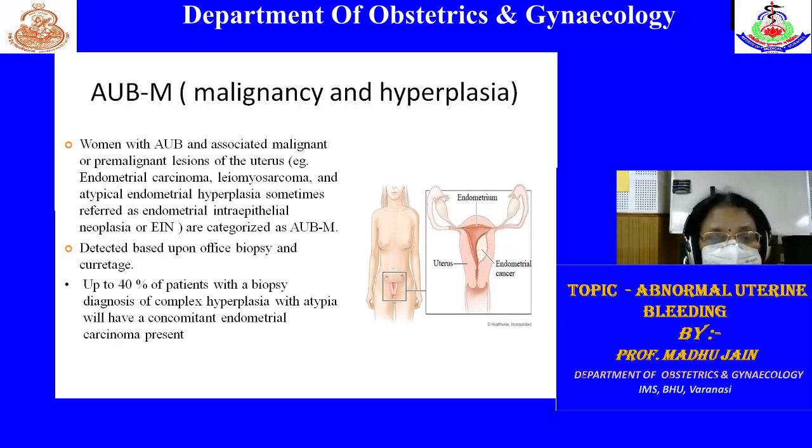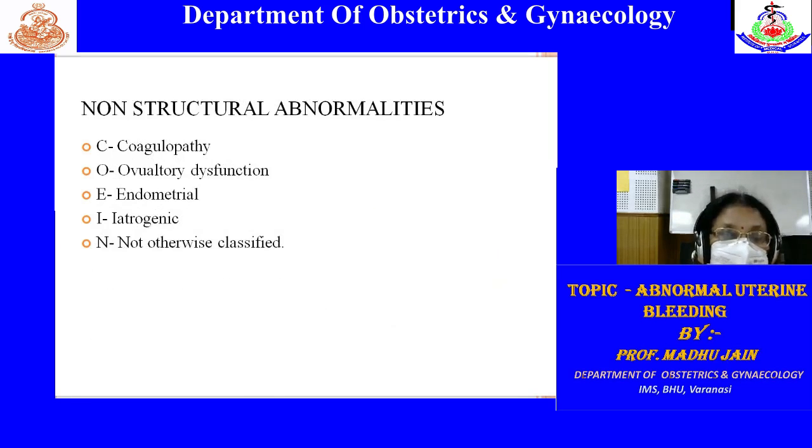M means malignancy. You can see that this has been diagnosed in a postmenopausal patient if she comes with postmenopausal bleeding, and the confirmation was done by endometrial biopsy. In about 40% of patients, when you find complex hyperplasia with atypical hyperplasia, it may show the presence of endometrial carcinoma. I have finished the structural abnormalities, that is the PALM: polyp, adenomyosis, leiomyoma, and malignancy.